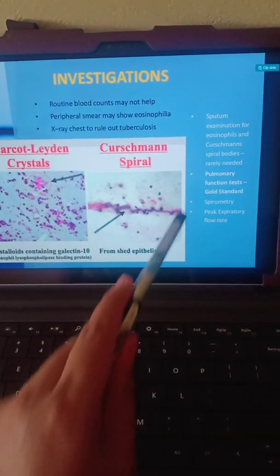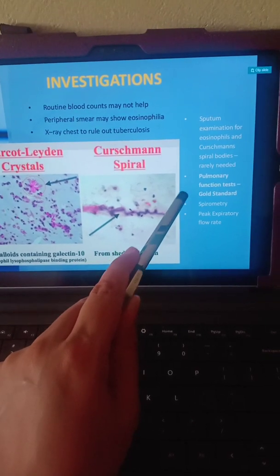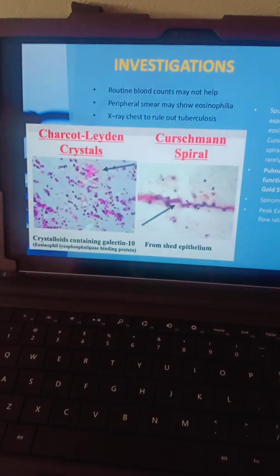Now what is the gold standard? The gold standard is the pulmonary function test. Always remember this: spirometry and peak expiratory flow rate. Fine.